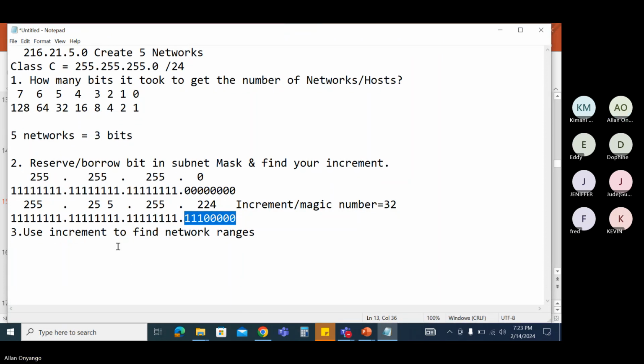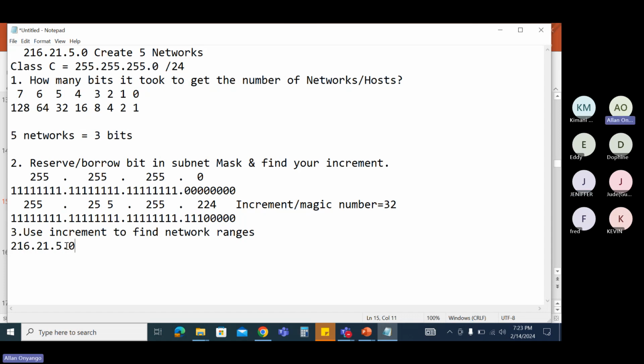So how do we do that? Take the network that you are given. Which network address are we given? 216.21.50. We said the increment, which is 32, was on the fourth octet, so we want to add it on the fourth octet of our IP. It is an increment. Every year you're going to get a salary increment of 10,000. So if your salary this year is 50,000, what will be your salary next year?